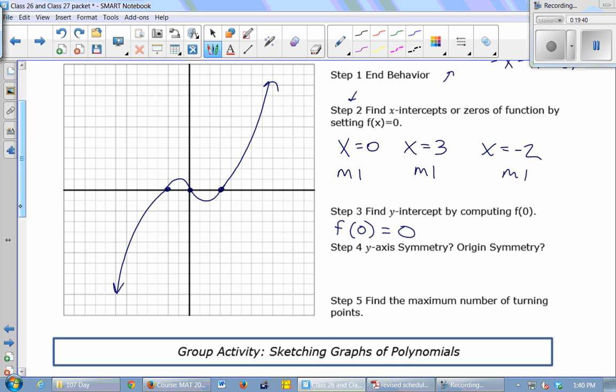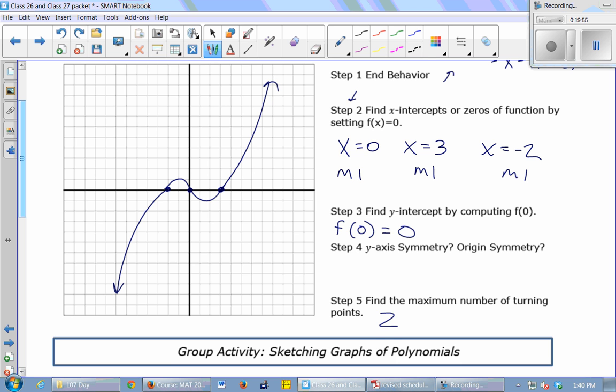Yes, the maximum turning points is 2. I have 2, so I haven't made a mistake. If I got 4 turning points, I would say to myself, I must have drawn this wrong because I can't have more than 2. That's really all that that's for at this point.